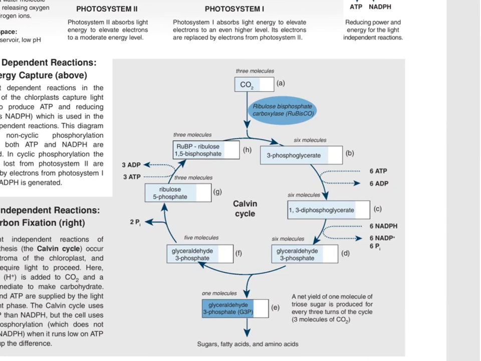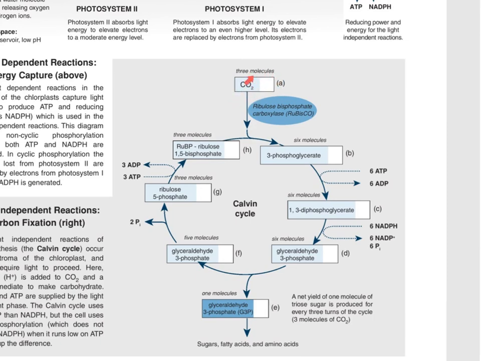But here, first thing that happens is that the pyruvate goes into the mitochondria. Remember the pyruvate? Where do we make pyruvate? Oh, I'm sorry, this is the Calvin cycle. My bad. I got confused there for a second.